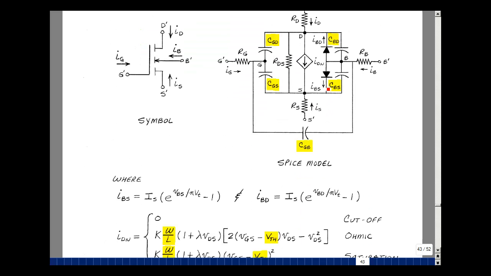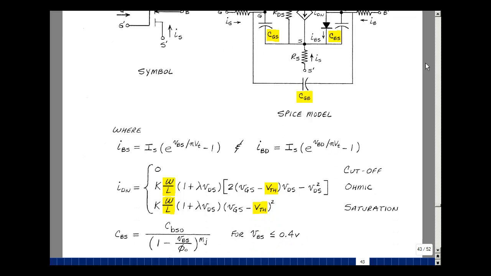The equations for the diodes are just our Shockley equation. They're both about the same size in manufacturing, so the etas are about the same. Our equations for cutoff, ohmic, and saturation are very similar to the JFET, except for the following. We've now added a width over length, and this refers to the width and length of the channel or the gate. We're using the term V threshold in our previous modeling, but in SPICE this means something quite different, and we'll see the definition on the next page.